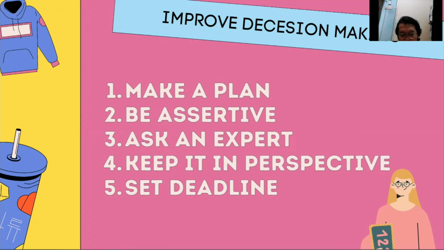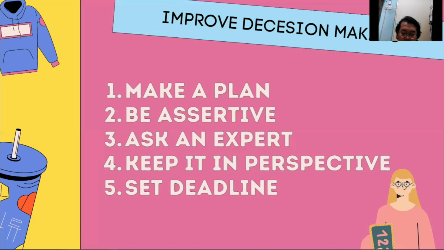Number 3, ask an expert. Getting an additional opinion can help validate the decision you have and give you extra confidence in your decision-making ability. You might try asking a local expert, or you can also ask a trusted friend. For example, you might ask a supervisor their opinion about the project you are working on.